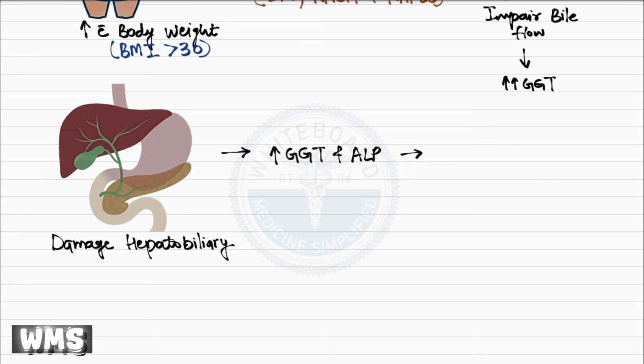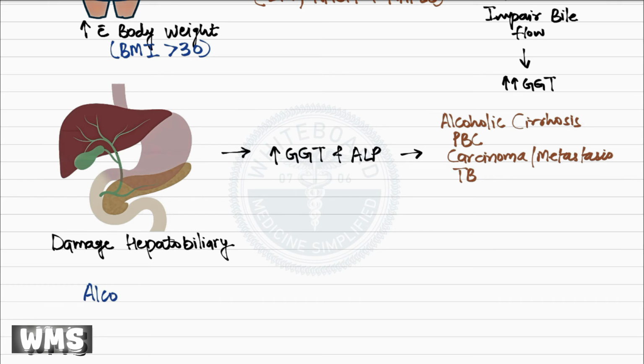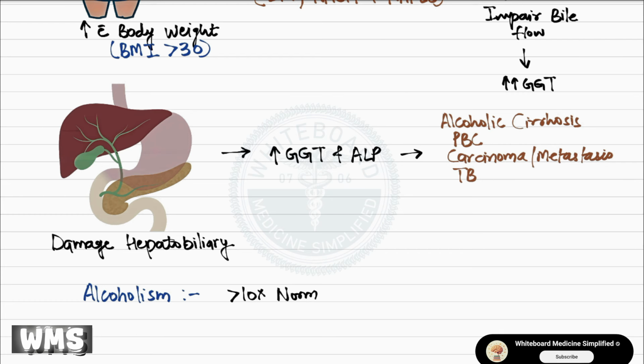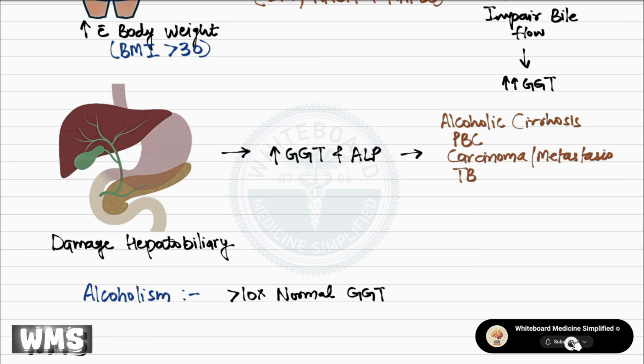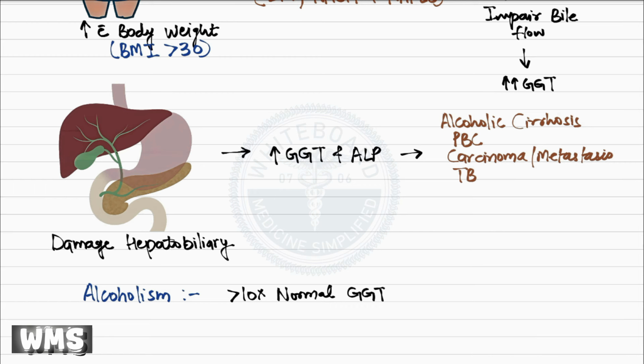This includes conditions like alcoholic cirrhosis, primary biliary cholangitis, malignancies such as carcinoma or metastasis, and infections like tuberculosis. One of the most striking elevations is seen in alcoholism, where GGT levels can rise to more than 10 times the normal value, partly due to structural liver damage, induction of hepatic microsomal enzymes, and even alcoholic pancreatic injury.